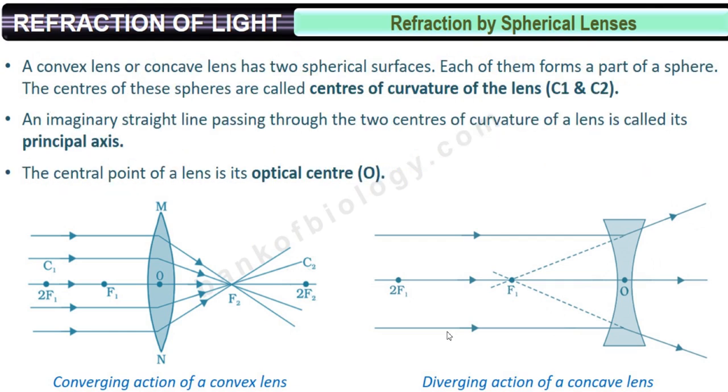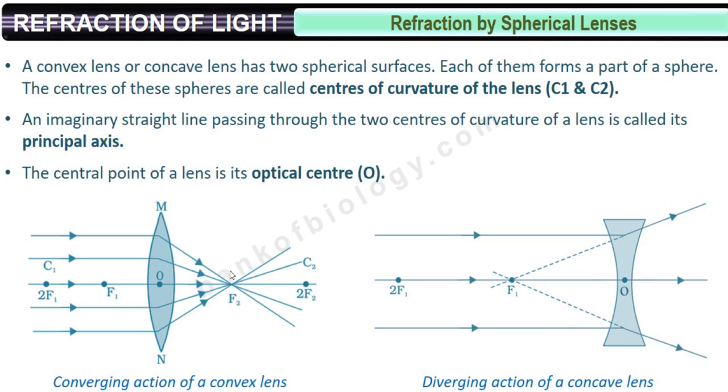Let's move ahead. A convex lens or concave lens has two spherical surfaces. Each of them forms a part of a sphere. The centers of these spheres are called centers of curvature of the lens, C1 and C2. An imaginary straight line passing through the two centers of curvature of a lens is called its principal axis. This is the principal axis. The central point of a lens is called its optical center.